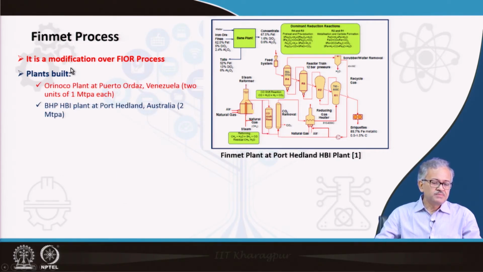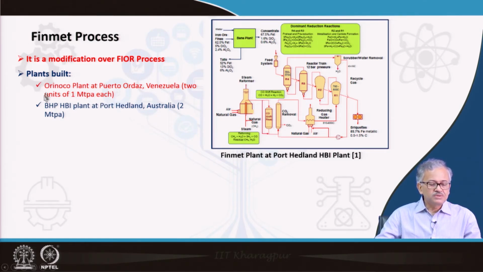The Finmet plant was built at the Orinoco plant at Puerto Ordaz in Venezuela. As you know, Venezuela is a gas-rich country, so they have a lot of natural gas resources. So they ventured into gas-based processes like Finmet initially. And they had basically 2 units of 1 million ton per annum each. That was originally built in the Orinoco plant at Venezuela.